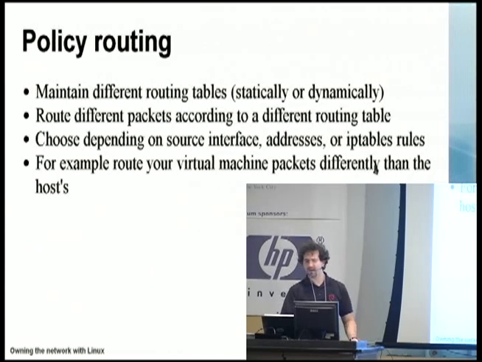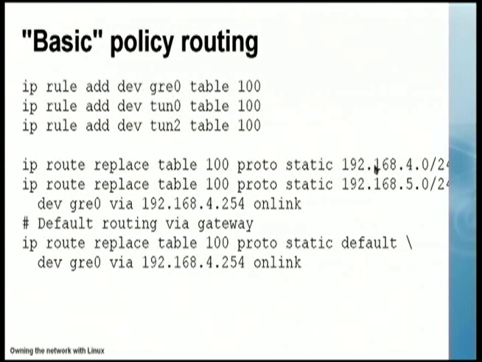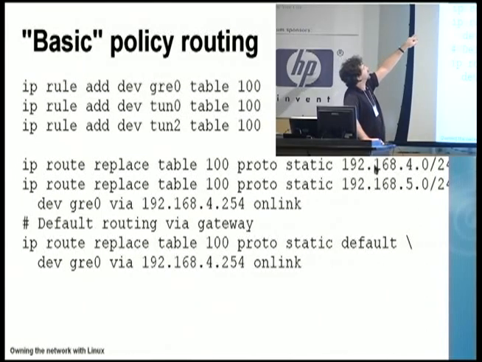Okay, so how does this work? Well, we're adding a few interfaces. Basically, there is, other than IP route, IP rule. So what we say here is, packets coming from the devices GRE0 and TAN0 and TAN2, which are probably virtual machines, we can tell Ganeti or our KVM networking script to do this for us when it turns on the virtual machine. No need to do it manually. Get looked up on table 100.